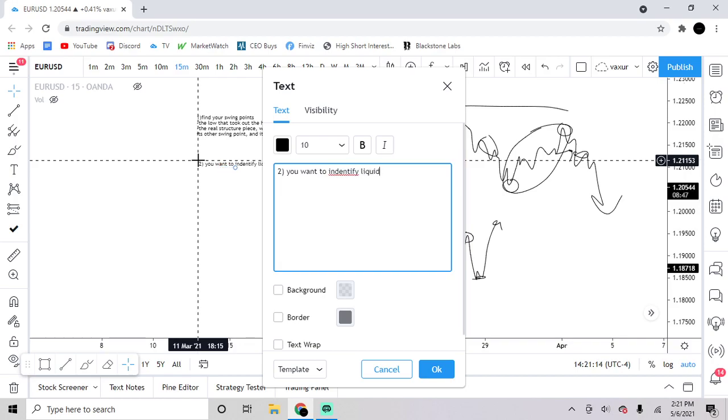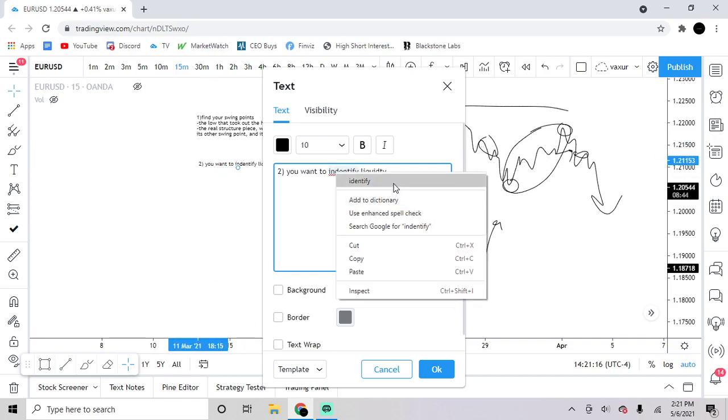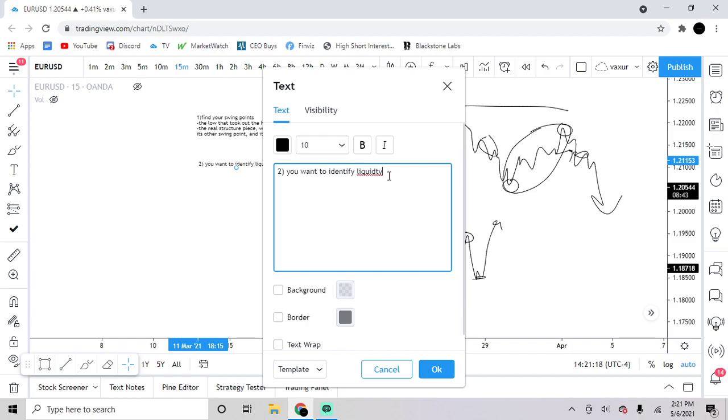Identify. I completely butchered the spelling, I think. You want to identify, and I butchered liquidity. But I'm a trader, man. I don't care about writing, right? I'm not going to have to worry about writing. I'm going to hire someone to do it for me now. But, all right. You want to identify liquidity.